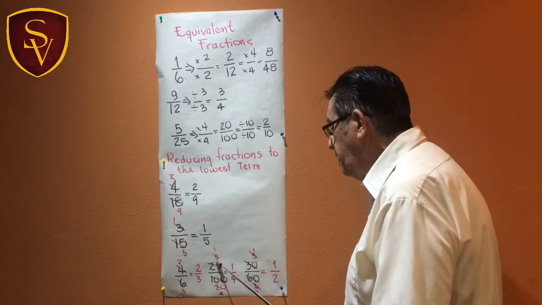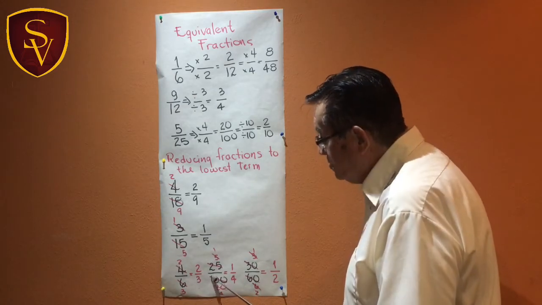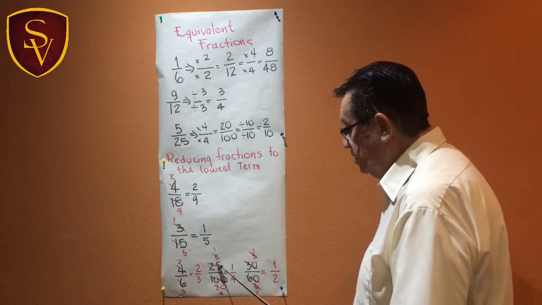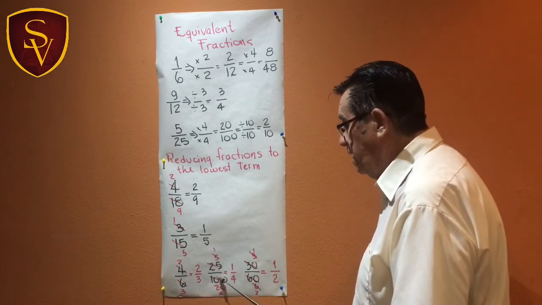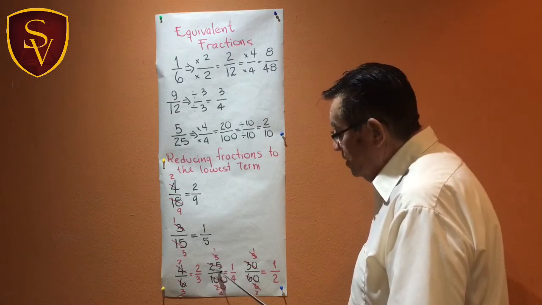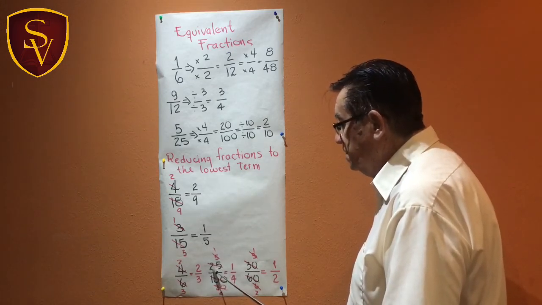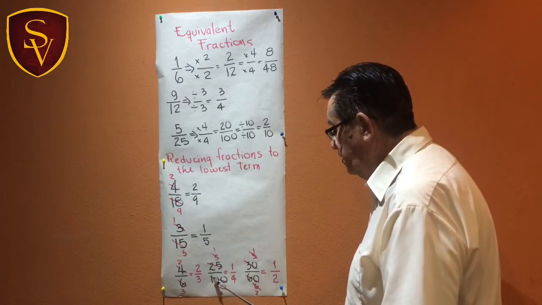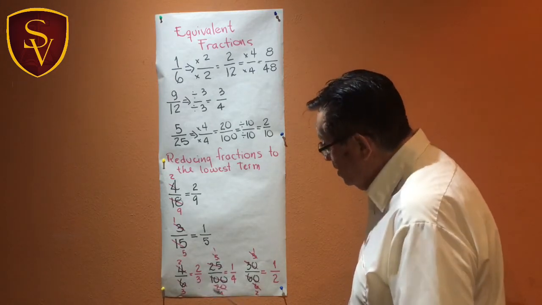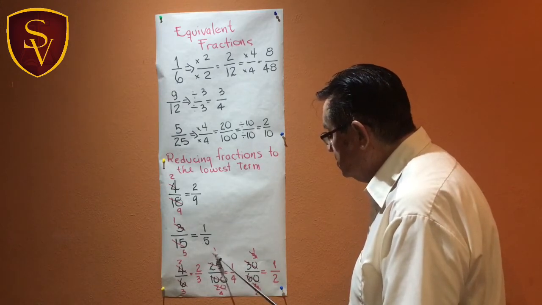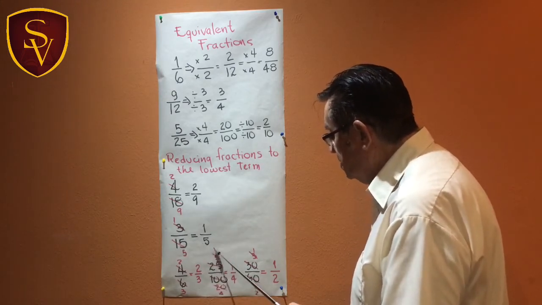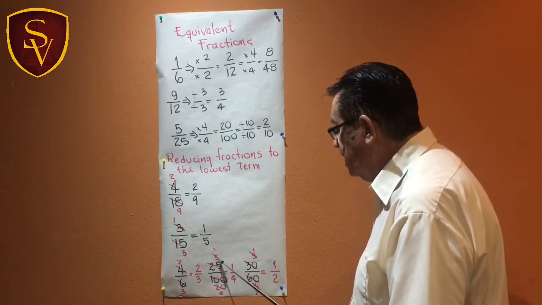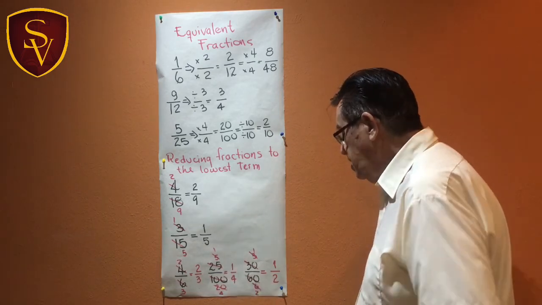When we have 25/100, we can also do a reduction, because these numbers are multiples of 5. So how many fives are there in 25? There are 5. 5 times 5, 25. How many 5s are there in 100? There are 20. If I continue, because 25 divided by 5 is 5, and 100 divided by 5 gives us 20. And 5 divided by 5 is 1, and 20 divided by 5 gives us 4. So the final answer will be 1/4.